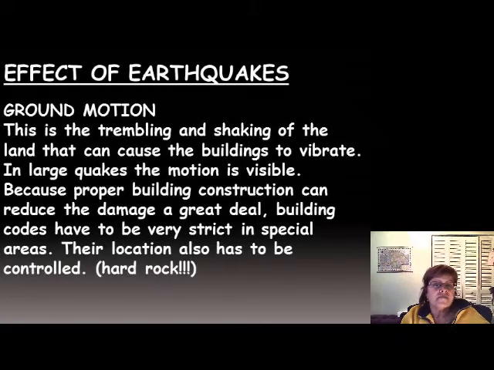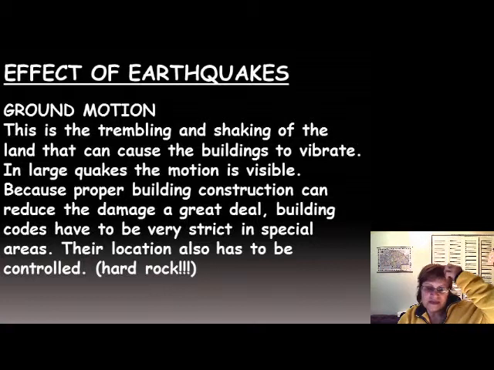Proper building construction can reduce the damage a great deal, so building codes have to be very strict in special areas. So if we know that our area is prone to earthquakes, then you have to have a special building code. Now, what does it mean that there is a building code? It means that the code will tell you how much steel you have to use to make your building stronger than in other areas. When you have steel in it, it becomes more flexible, so the building can sway better without being damaged.